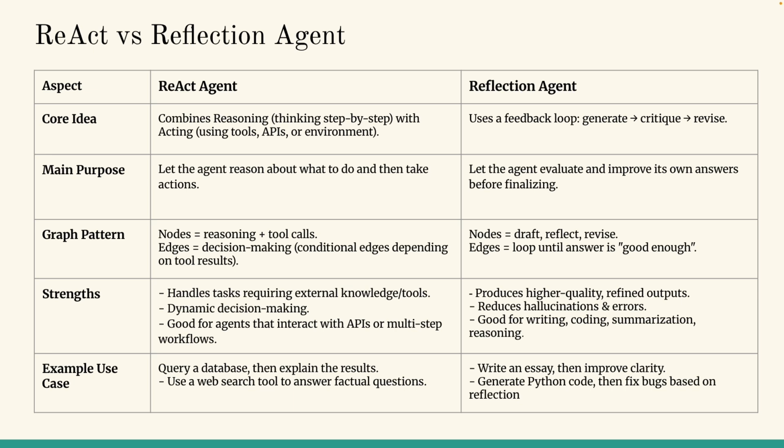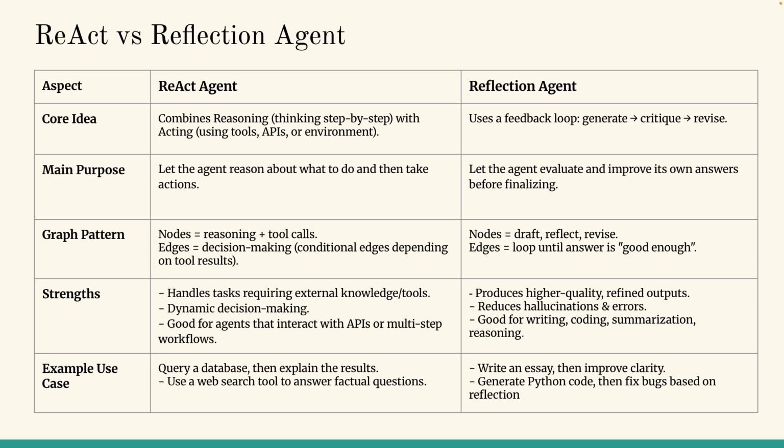The graph pattern for the React Agent has nodes for reasoning plus tool calls. Edges are mostly used for decision making, with conditional edges depending on the tool results. For the Reflection Agent, the nodes are draft, reflect and revise, and edges loop until the answer is good enough. So reflect and revise will be continuously looped through. The strength of React Agents is that they handle tasks requiring external knowledge or tools. When you need to make an API call through tools, it's more useful. It offers dynamic decision making and is good for agents that interact with APIs or multi-step workflows.